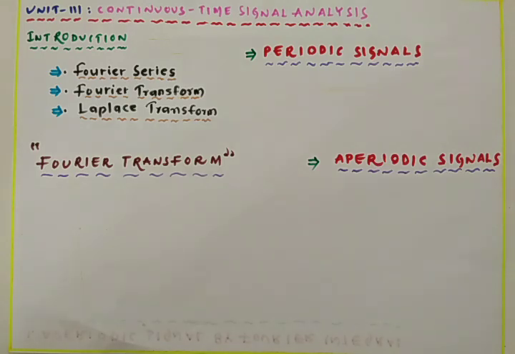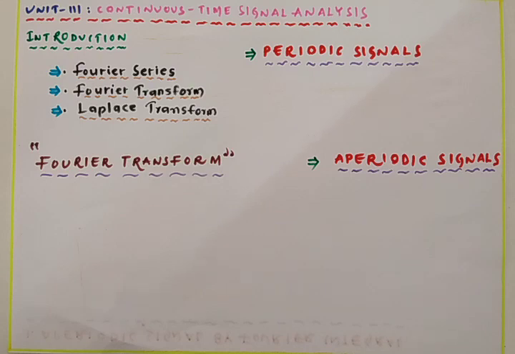How we are going to analyze continuous time signals, we are going to study in the third unit. The fourth unit will be discrete time signal analysis. So, in the third unit, we have to study continuous time signal analysis. We know that a signal is said to be a continuous time signal if it is available at all instants of time. A real time, naturally available signal is in the form of time domain.